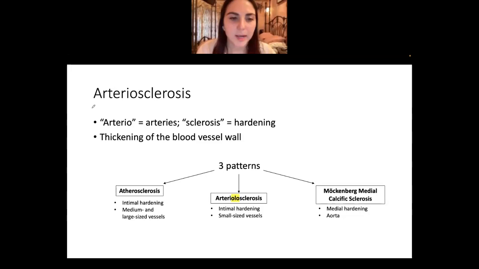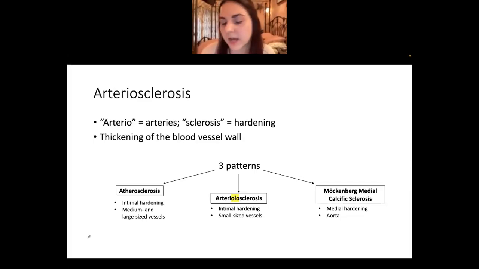Okay. And then arteriosclerosis, this is probably the most high yield of this entire chapter in terms of the sheer amount of questions. It's not hard, we just have to go through and make sure we cover everything in here. So arterio means artery, sclerosis means hardening. This is literally hardening of the arteries, thickening of the blood vessel walls.